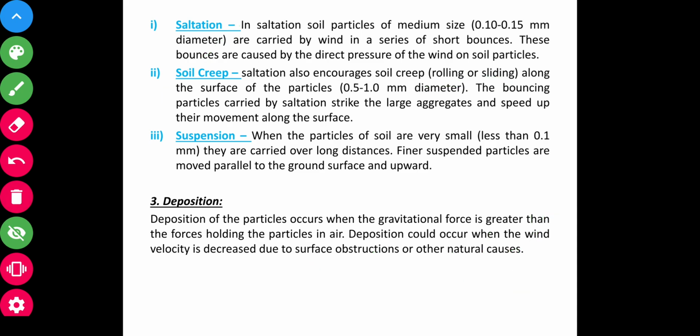Now what is the deposition? Whenever the transporting force declines, and the gravitational force is greater than the force holding the particles in air, that time there is deposition of particles at new places. And once the particles get deposited at new places, that time the process of wind erosion gets completed.